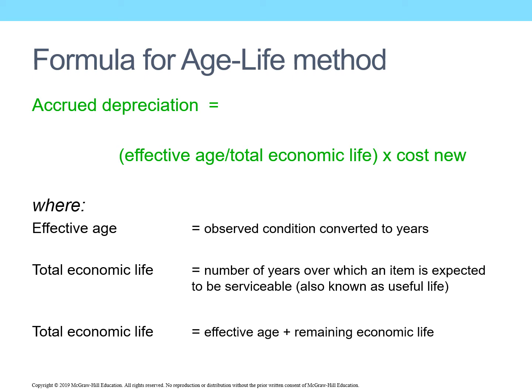One thing to note here is that total economic life is equal to not just the effective age of the property, but it's equal to the effective age plus the remaining economic life. And that's going to come into play with some of our problems that we're going to use as an example.